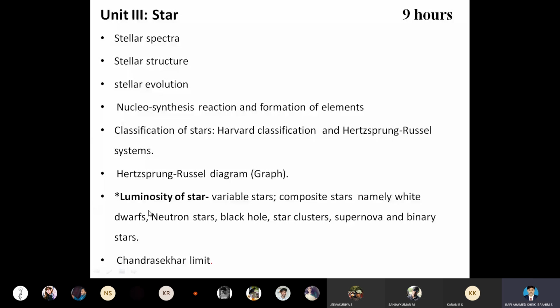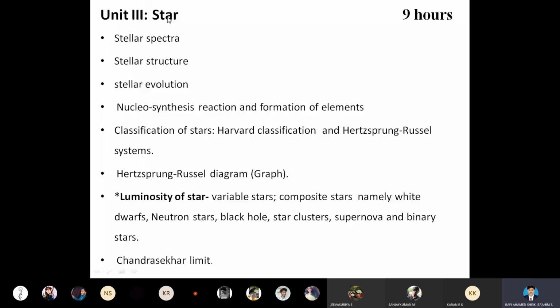And then we are going to study the luminosity of a star. We are going to study the magnitude, the magnification power of the star. And finally, we are going to conclude our third unit with Chandrasekhar's limit. So these are all the topics from unit number 3.